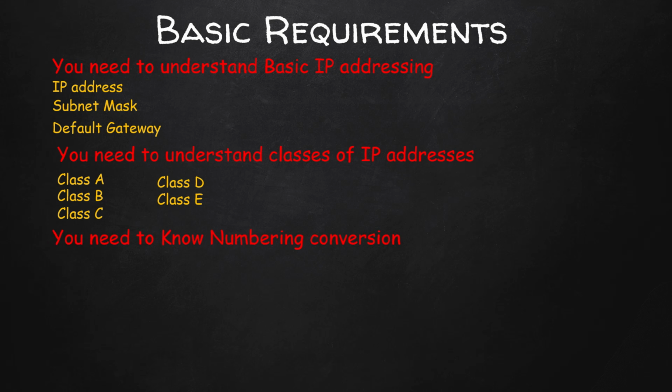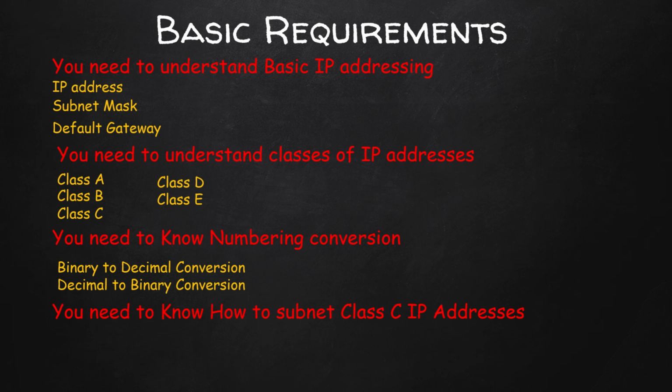And the third one, you need to know the numbering conversion. And what is the numbering conversion? That is binary to decimal conversion and decimal to binary conversion. And the fourth one, you need to know how to subnet a class C IP address. Why do you need to know the class C subnetting process before? Because it is very simple to understand, and when you get the concept by doing it on class C, then you can do class B and class A better. So that's why I mentioned you first need to learn how to do subnetting on a class C IP address, then easily you can do it on class B and class A.